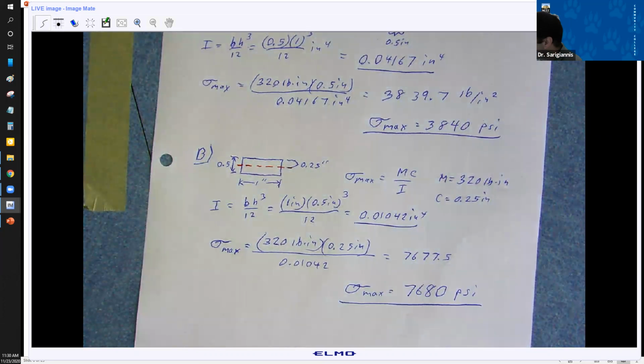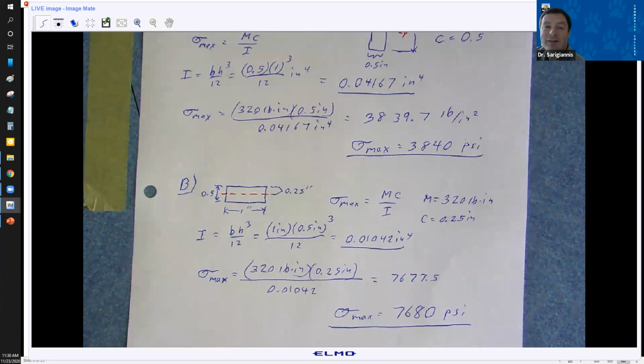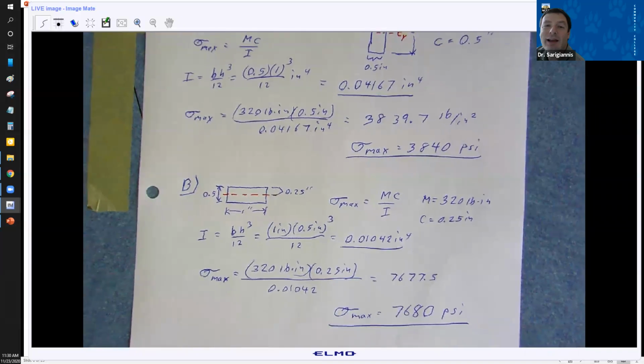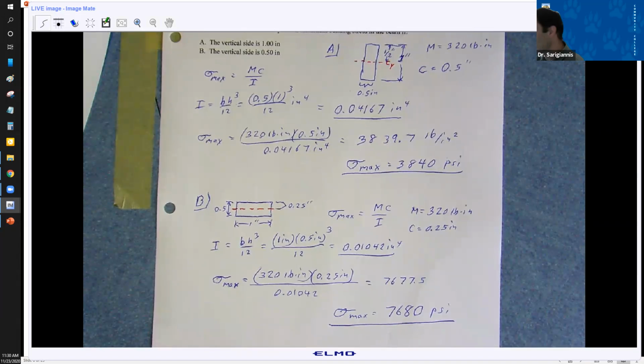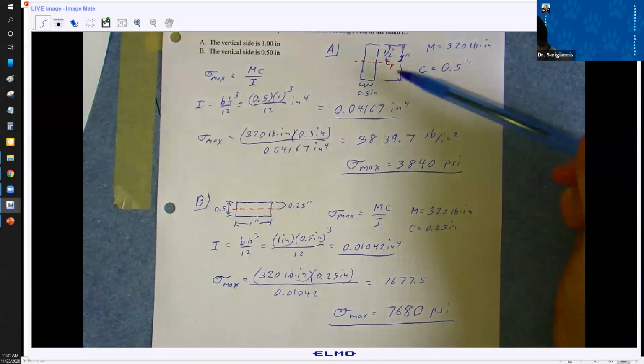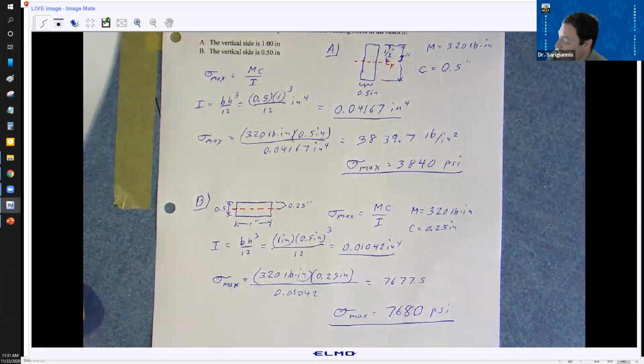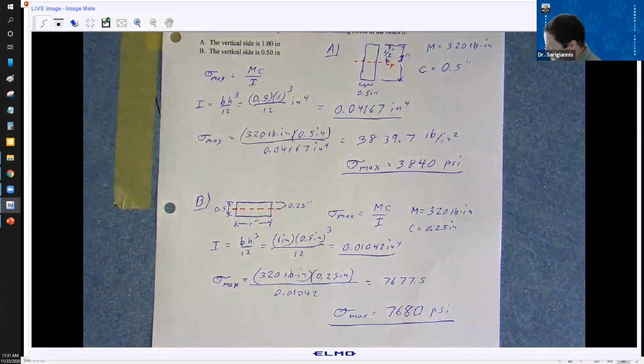So that's how you would do a problem like this based on the orientation of the beam, right? And typically something simple like a rectangle is fairly easy to do. Are there any questions on this problem, this example?